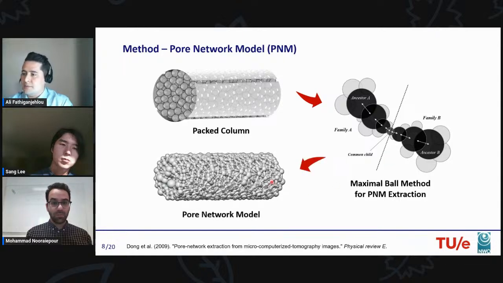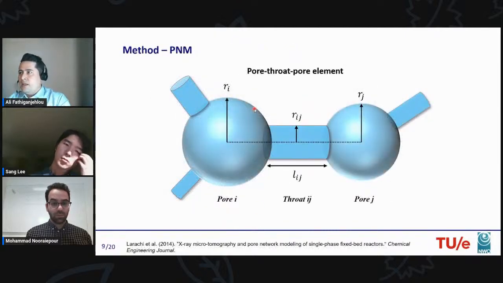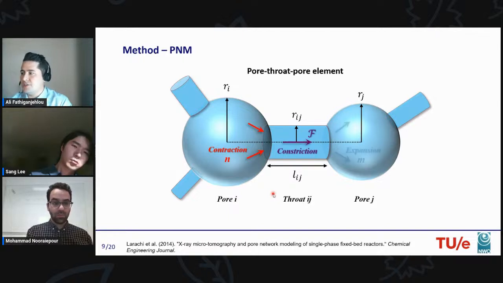Here you can see a schematic of the pore network model. The spheres represent the pores, and throats are represented by cylinders. And we use this pore network model to implement the numerical simulation on the packed bed. A pore-throat-pore element is the smallest calculation unit in the pore network model. Flow moves from pore I to pore J through throat IJ, and it undergoes energy losses because of contraction, constriction, and expansion of surface areas.